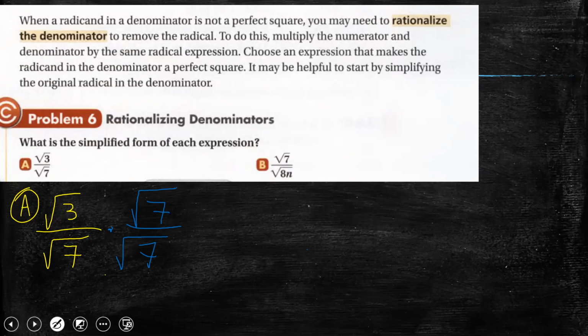Done? This is the first step. Then after that, let's multiply the numerator and the denominator. Here we have the square root of 3 times square root of 7. So we multiply them by each other. So they are 3 times 7, 21.